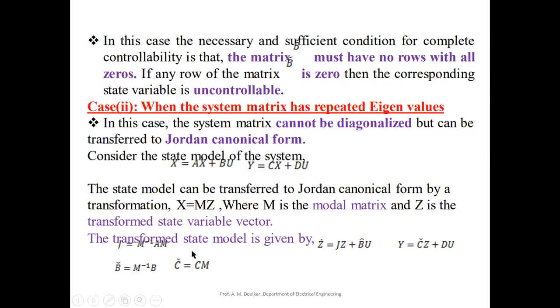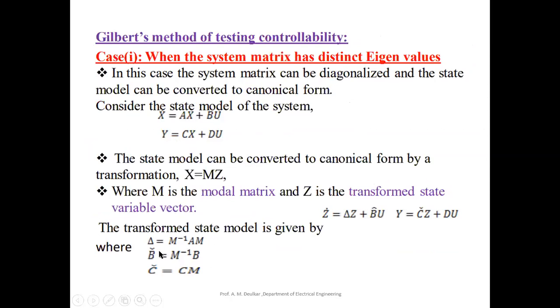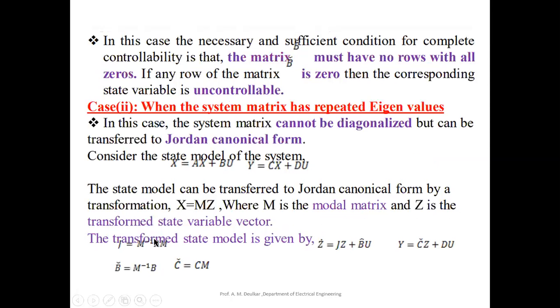It is the same definition, but the thing is, it is not for the distinct eigenvalues. This is the Jordan canonical form. So that's why in this matrix, the capital lambda, this delta here, is also called the Jordan matrix, with this definition provided for the repeated eigenvalues. So J is equal to M inverse into A into M, B bar is equal to M inverse into B, C bar is equal to C into M, and the D is as it is.